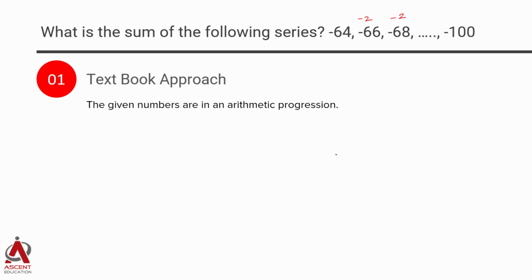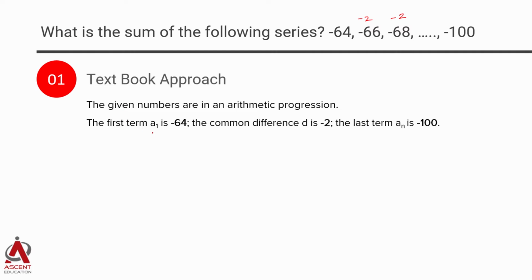There are certain key data for any arithmetic progression. We'll quickly list them down for this particular series. The first term of this series is equal to minus 64, which is usually called A1. A1 is the first term. The difference between any two consecutive terms is called the common difference, which is represented by the letter D. In this case, the common difference is equal to minus 2. The last term, which is called the AN or the nth term, is equal to minus 100. So these are the key data that we have.